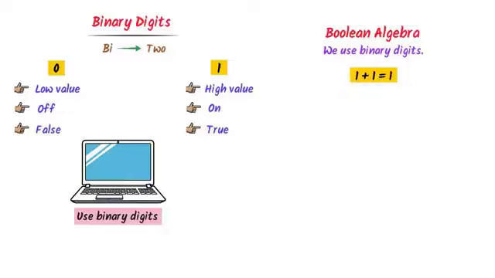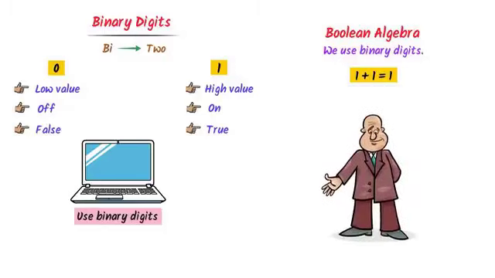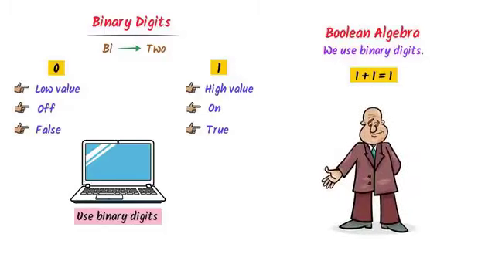And 1 plus 1 is equal to 1 because there is no other digit. Let me repeat it. In Boolean algebra, we use binary digits and 1 plus 1 is equal to 1 because there is no other digit. Hence, if you learn this basic concept, you can easily learn Boolean algebra.